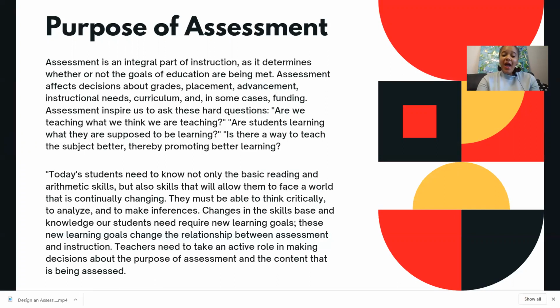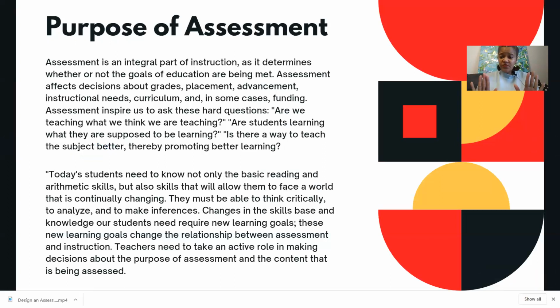And so I'm going to go back to reading this a little bit, where we talk about, is there a way to teach the subject better, thereby promoting better learning? We have to ask those questions. And that's where you come in with your reteach, with your do now, with your scaffolding or spiraling information, because we have to make sure that at the end of the day, we are following the standards.